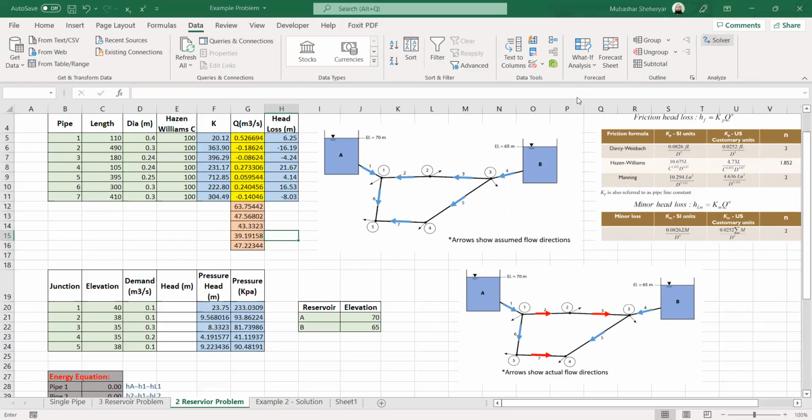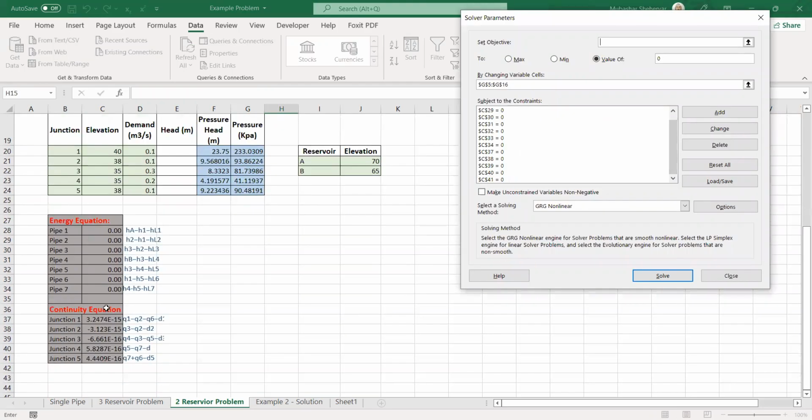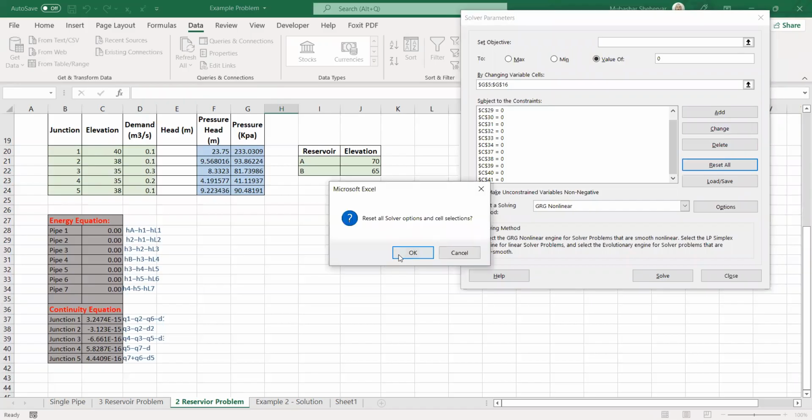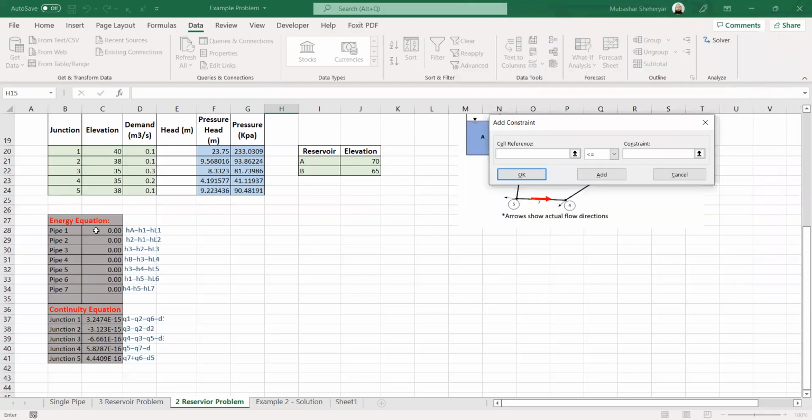So I will apply Solver. These are the constraints I applied here: the energy equation for each pipe should be 0 and the continuity equation at each junction should be 0. I will apply it for each pipe and for each junction. So I am going to reference each cell and set it equal to 0.